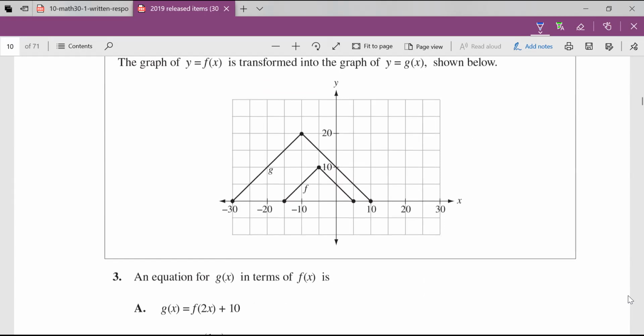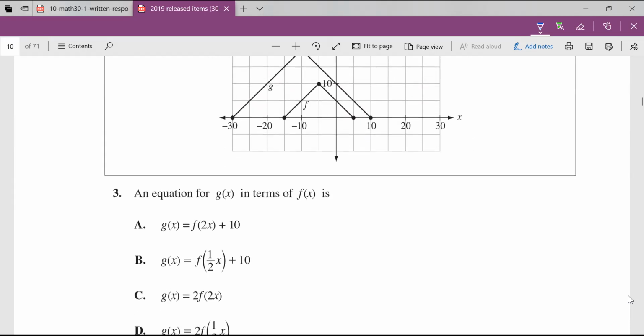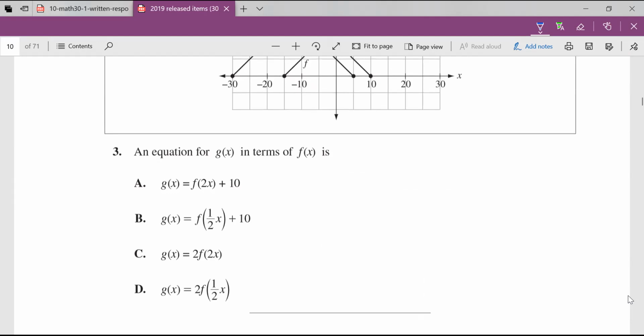Okay, this one says we've got f of x, and we're going to transform it into g of x, and we've got to figure out the new equation. I'm always going to look at the answers, and it gives me a bit of a hint as to what I'm looking for. I'm definitely going to have a horizontal stretch. Maybe I've got a vertical stretch. Maybe I've got a vertical translation.